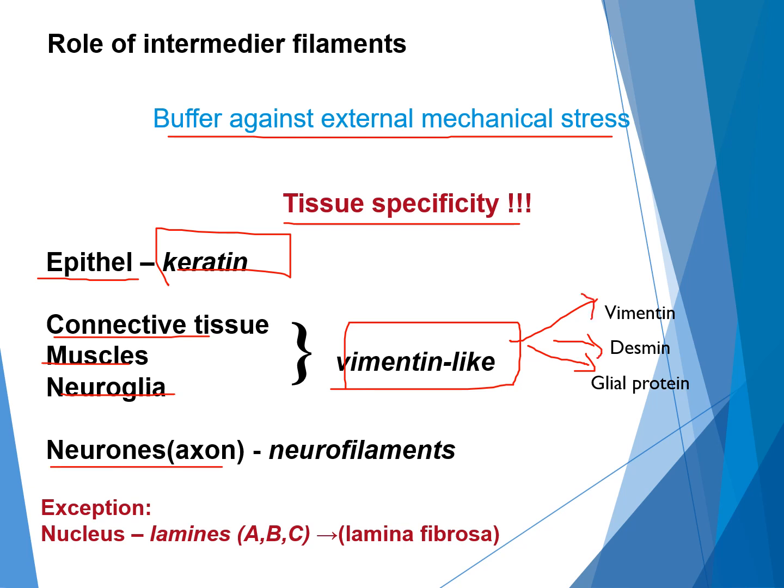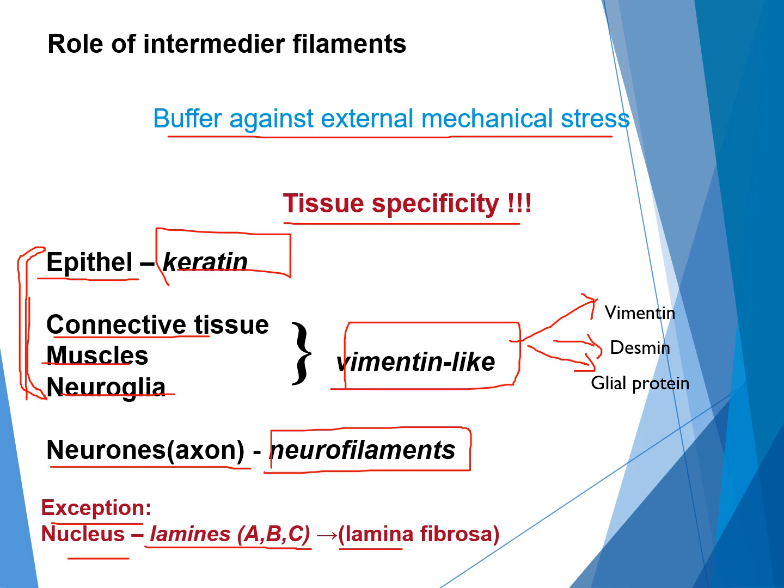In the neurons or axon, we have the neurofilaments because the structure of a neuron is much bigger compared to these cells. All right. Okay, the exceptions: the nucleus, for example, has the lamins A, B, and C, because they form the lamina fibrosa.